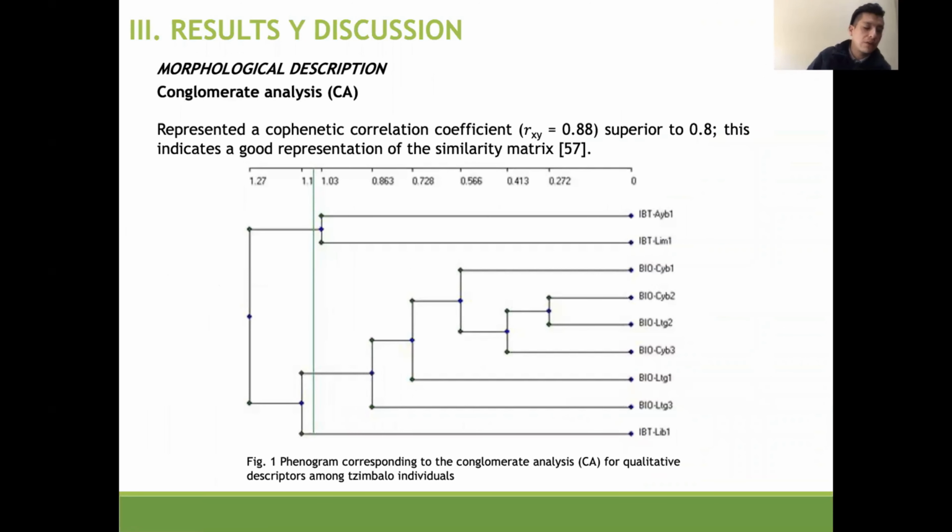Results and discussion. The phenogram represents a cophenetic correlation coefficient superior to 0.8. This indicates a good representation of the similarity matrix.